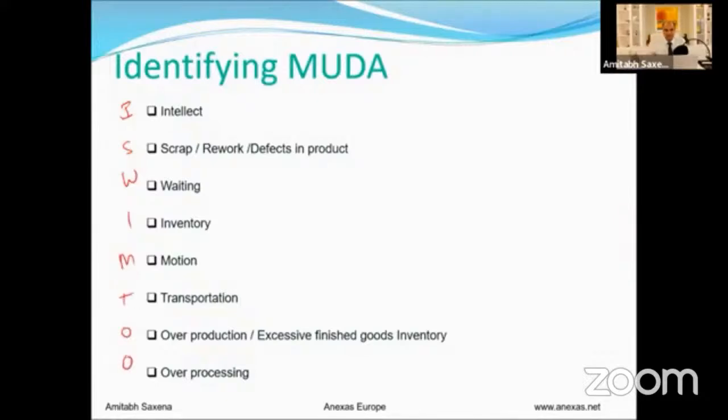The 8 wastes, as they call it, can be remembered as "I swim to." Or if you rearrange them in another order, it is also known as TIM WOODS. Again, the same thing: transportation, inventory, motion, etc. Or you can also rearrange them and make a word called DOWNTIME. So these are all 8 wastes, if you want to remember them.